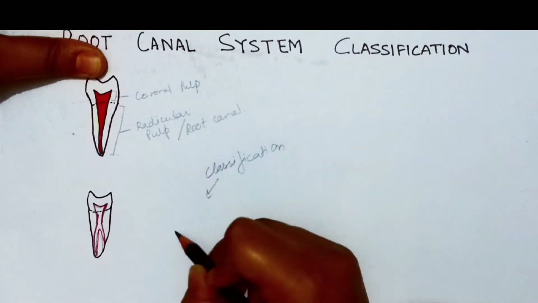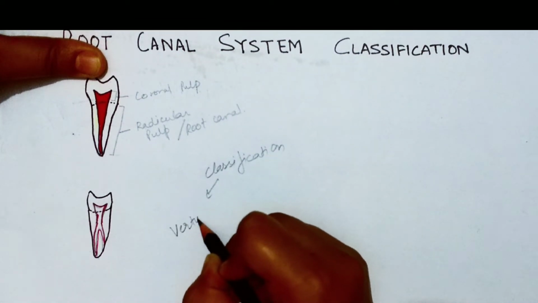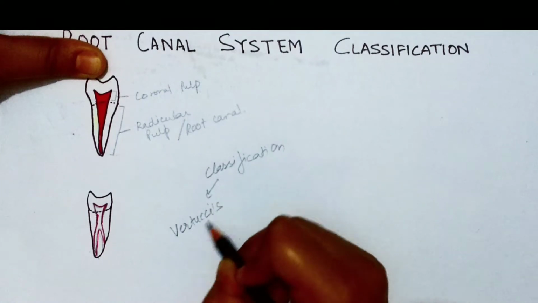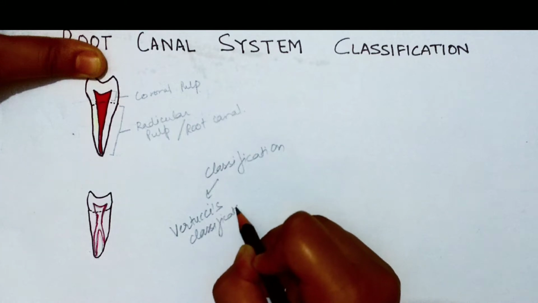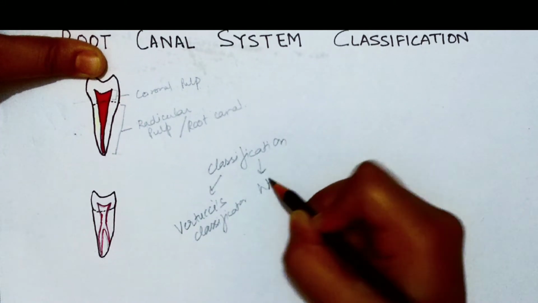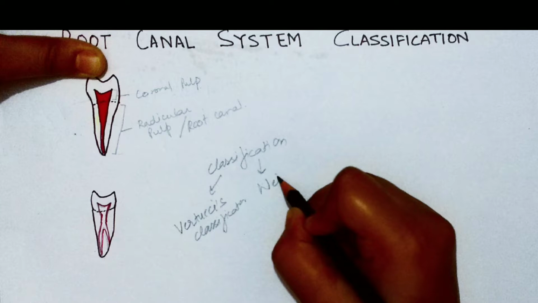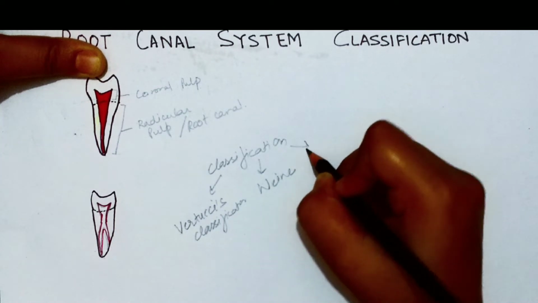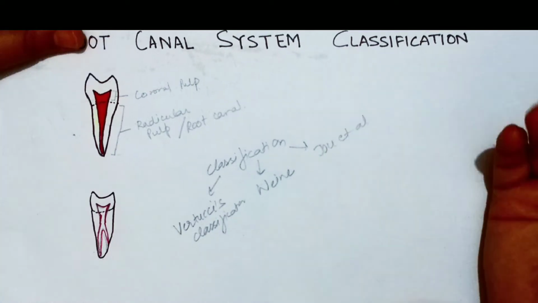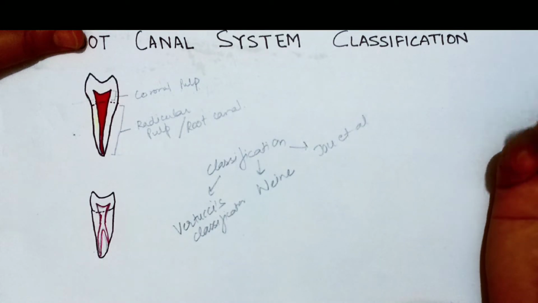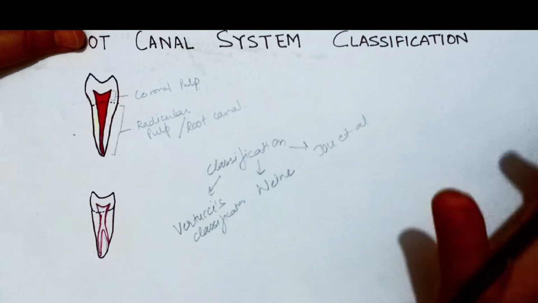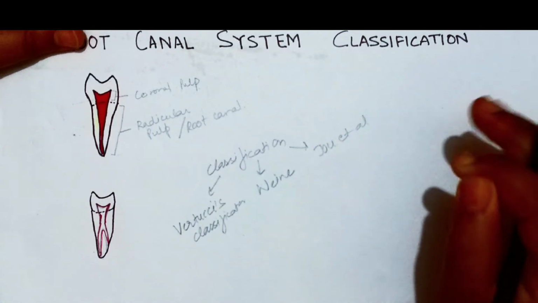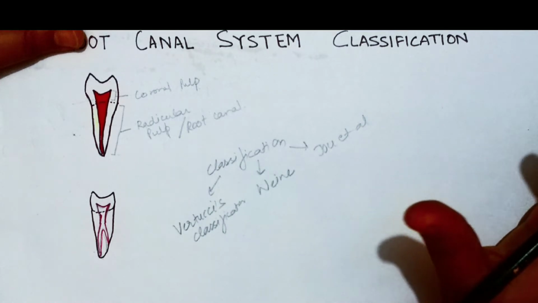First of all, we have Vertucci's classification. Then we have Weine's classification, and third we have Ju et al. classification. These classifications are very important. They are usually asked in vivas as a short question in university exams, and they are a very important topic according to NEET MDS. Usually we get questions from this topic.